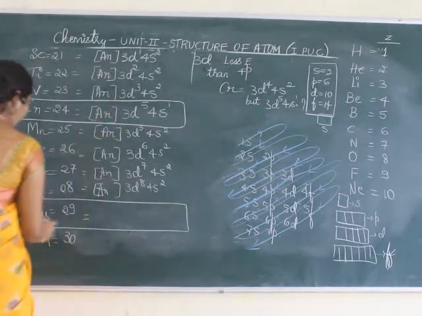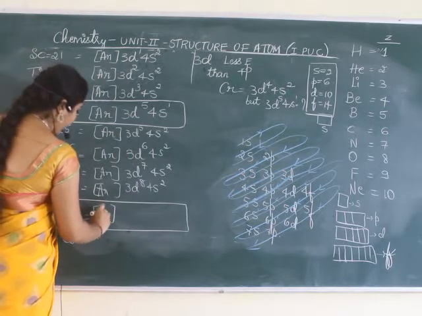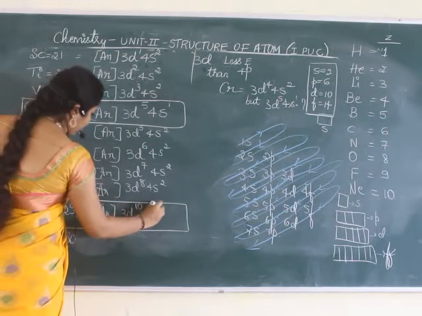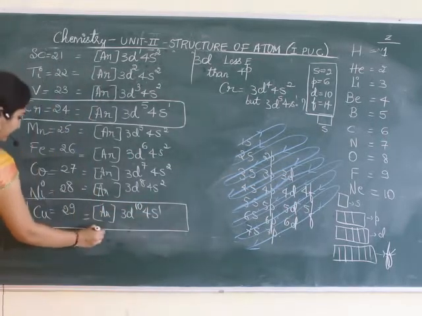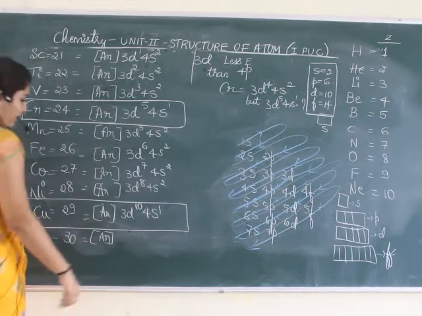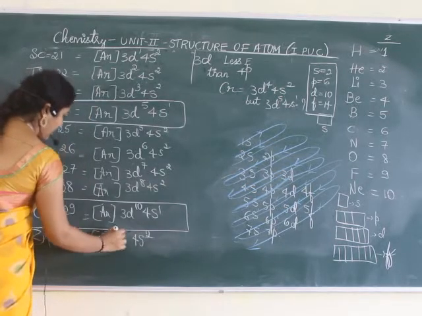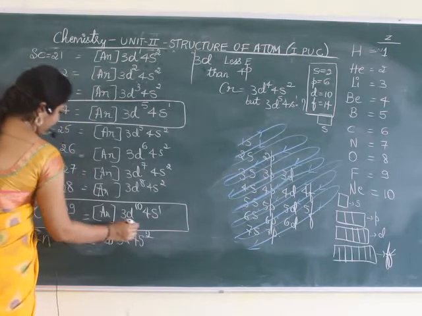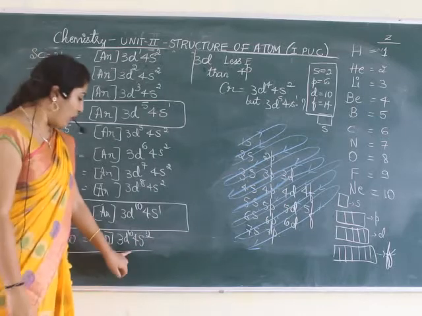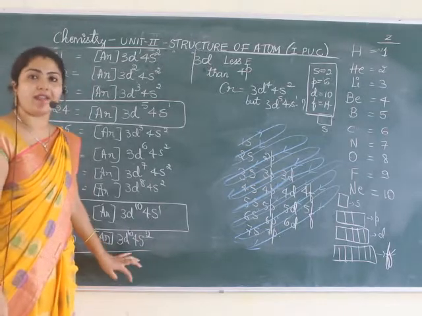Now copper should have been how much? 3d9 4s2. But here the electronic configuration will be 3d10 4s1. Zinc will be argon, 18, 19, 20 plus 10 in 3d. So here again zinc has all the electrons, the outer shell completely filled, and it is highly stable.